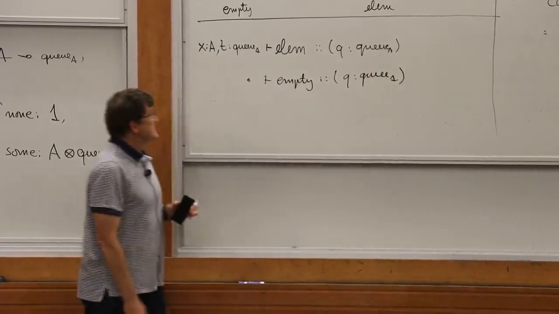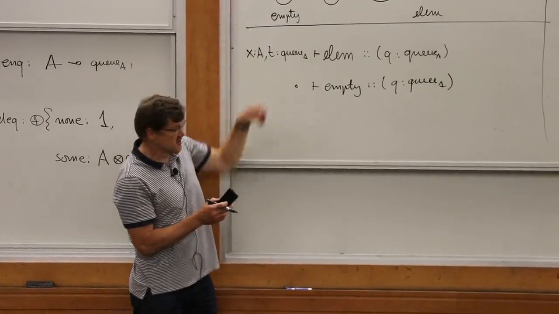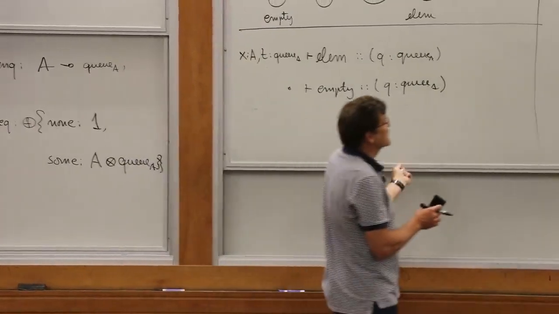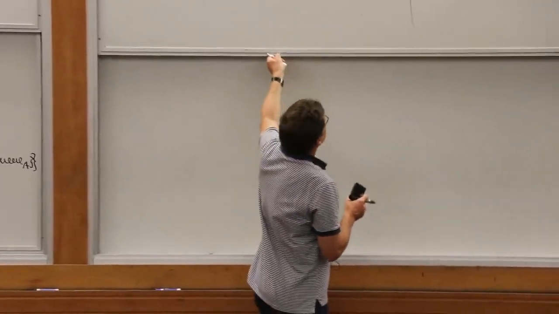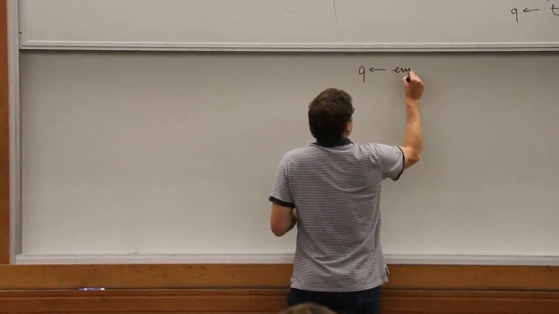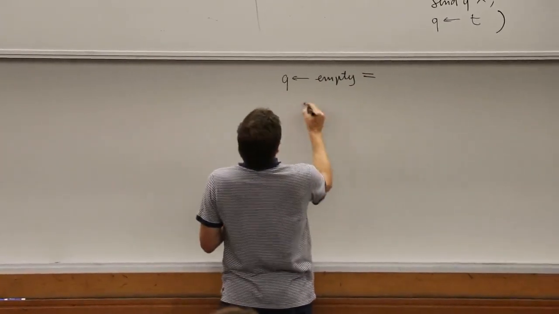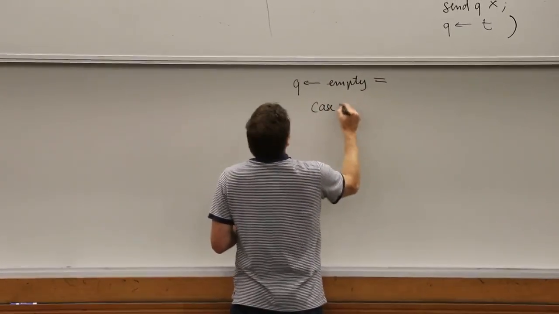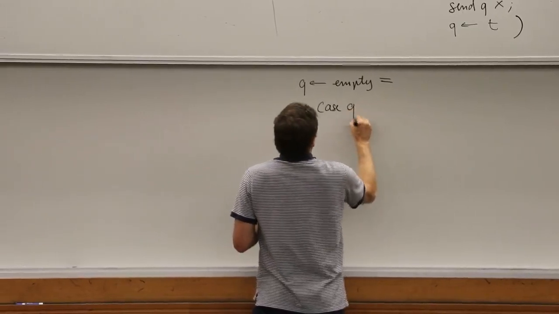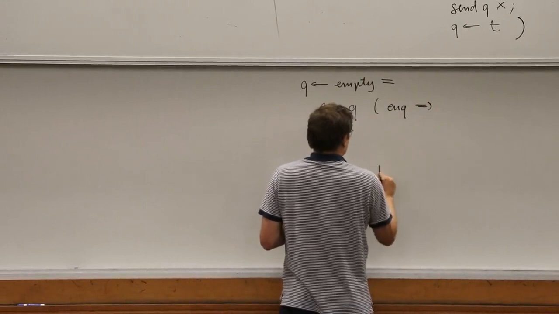Right? It has nothing here. It doesn't hold an element. It has no further things coming. The back, it just marks the end. Okay? So now we have to program that. Okay, so Q is provided by empty equals, well, as before, we start with a case because we need to see whether we want to process an NQ or a DQ.